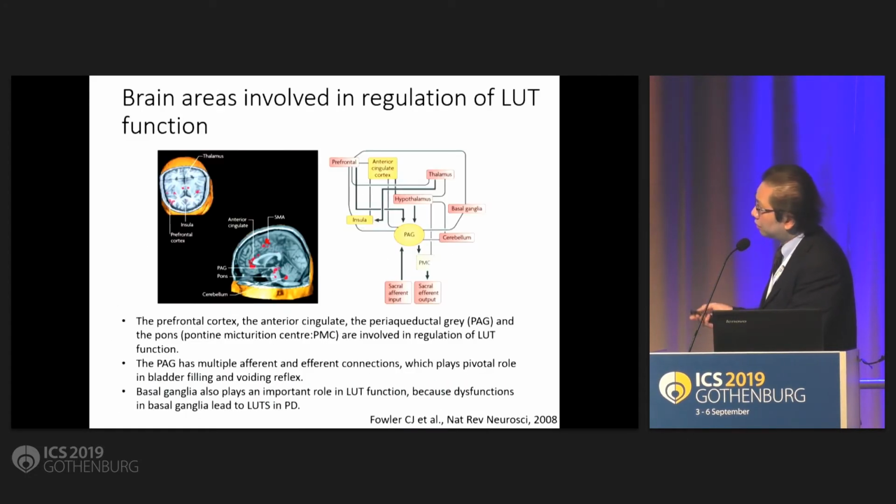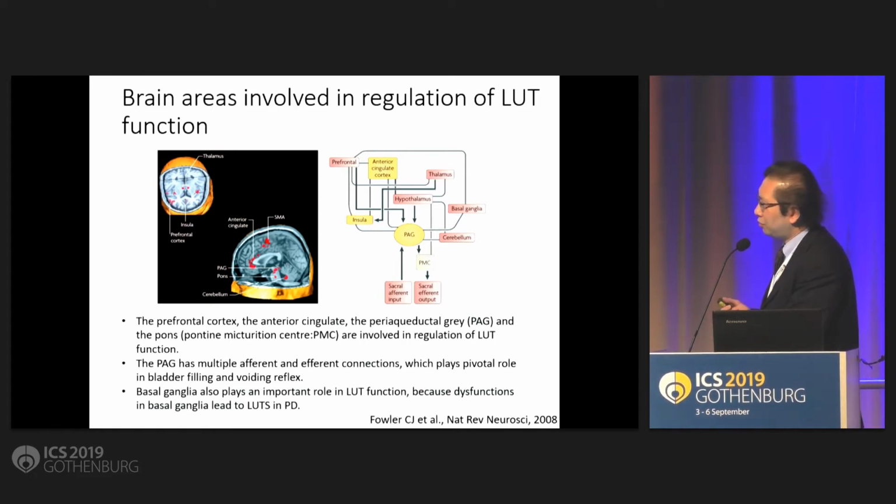Recent functional brain imaging studies suggested that many brain areas are involved in the regulation of bladder functions, such as the prefrontal cortex, anterior cingulate, periaqueductal gray (PAG), and the pontine micturition center. The PAG has multiple afferent and efferent connections, which play a pivotal role in the bladder filling and voiding reflex.